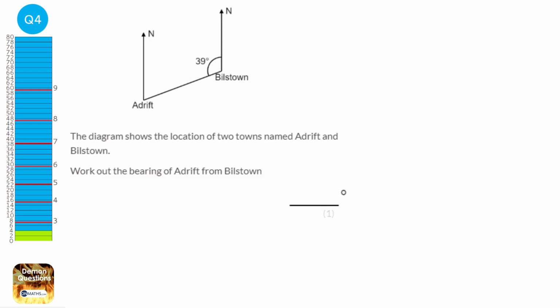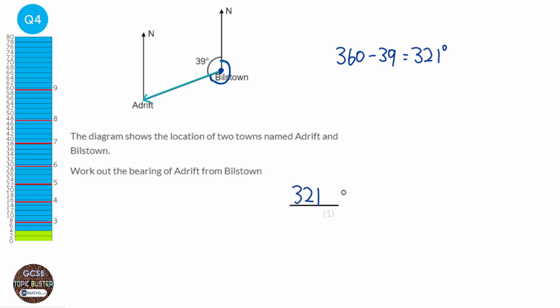The question asks us to find the bearing of Adrift from Billstown. So we're at Billstown and we're looking at the bearing of Adrift from it. So we're looking at this angle here. And so to find that angle, all we need to do is 360 degrees, which is angles at a point, and then take away the 39 degrees that we know, and that equals 321 degrees. The reason why we find this angle is that all bearings are measured from north going clockwise. So the answer is 321.